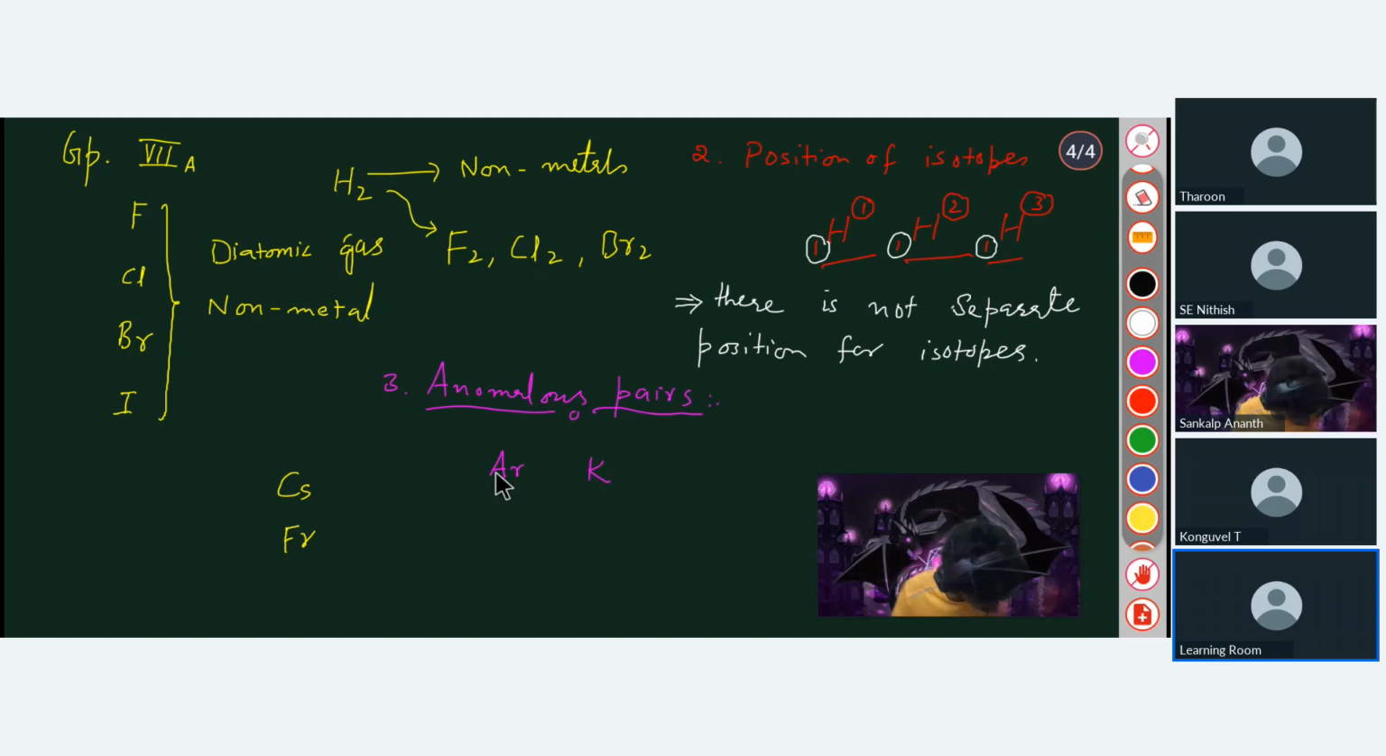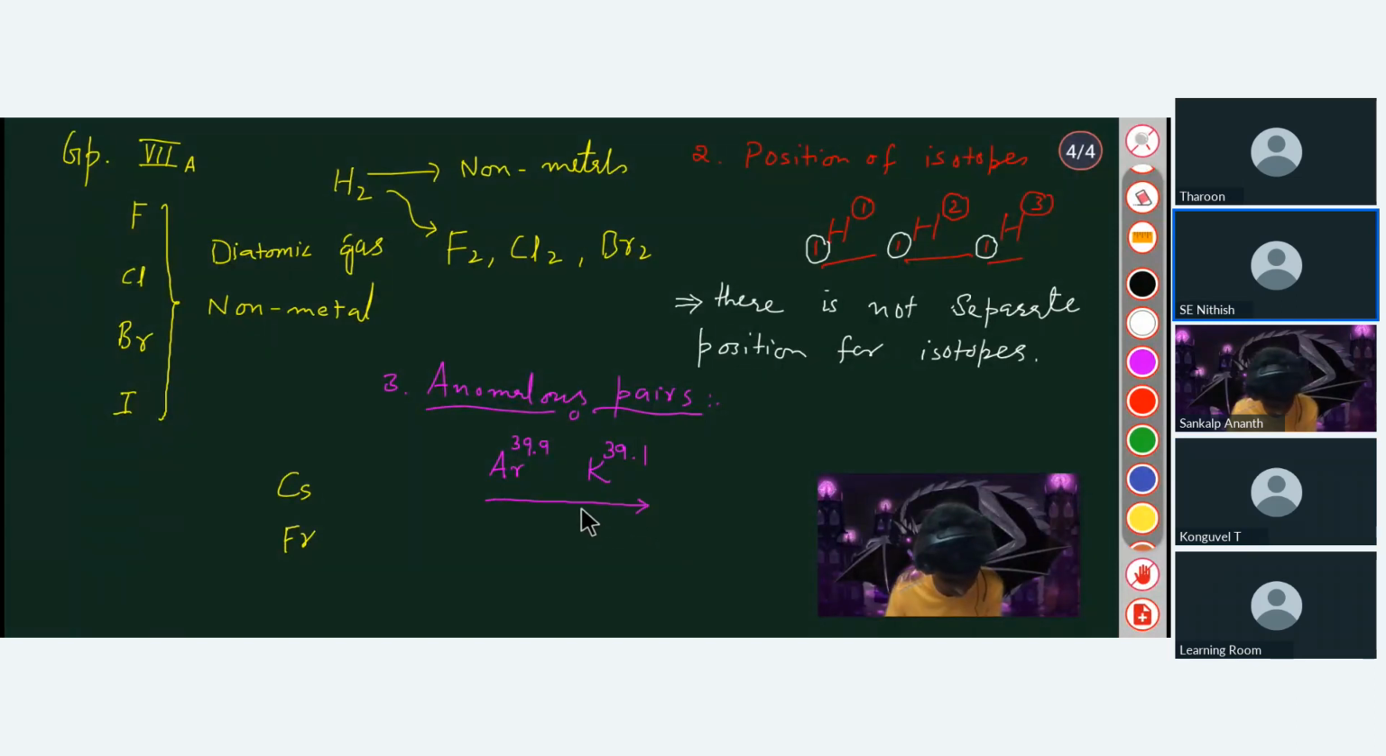What is the mass of argon? Can anybody tell me? 40, yes, it is 40. It is 39.9, which is rounded to 40. But that of potassium is 39.1, which is taken as 39. So which should be first according to Mendeleev? Potassium. Exactly, according to Mendeleev, potassium should be first.